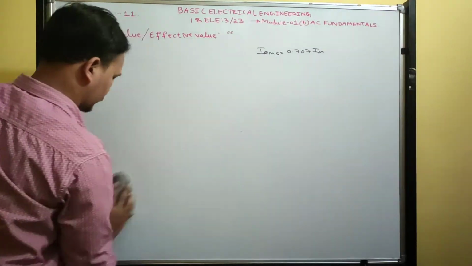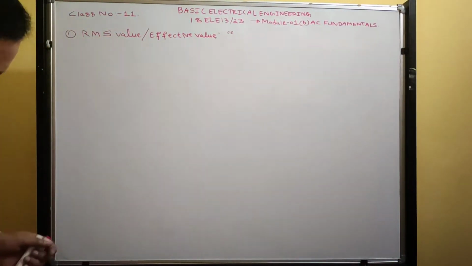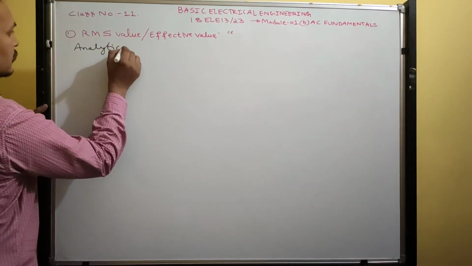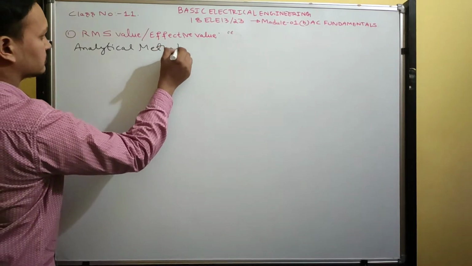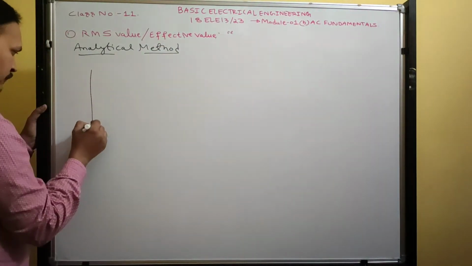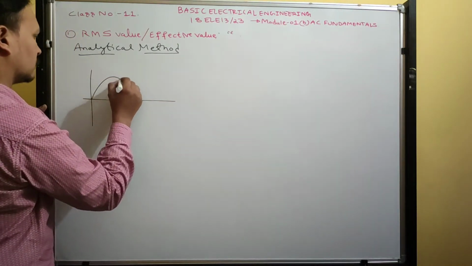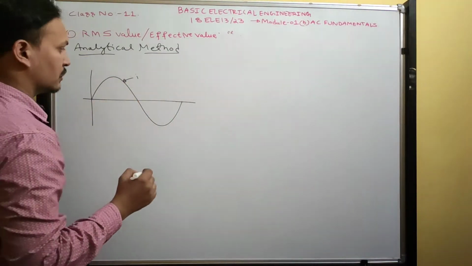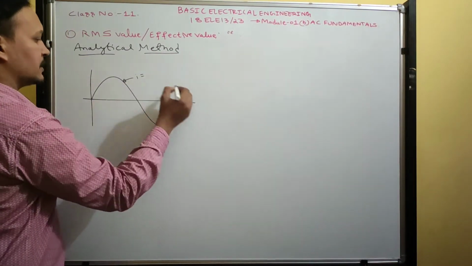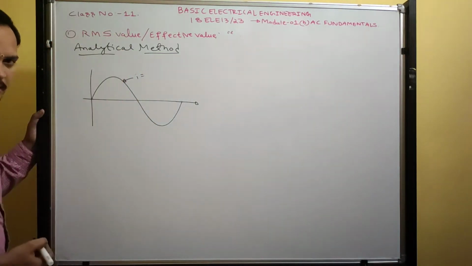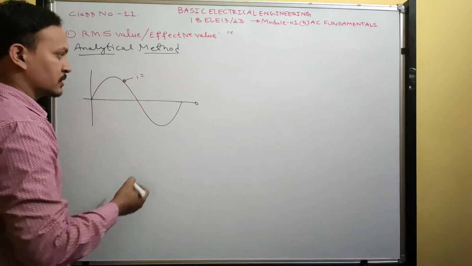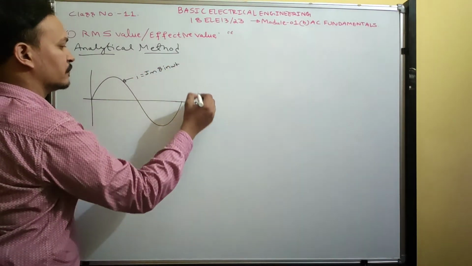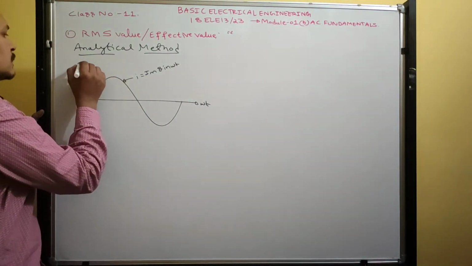So the analytical method, very important. Take a sine waveform and represent this. I am writing for current, the alternating quantity. We already studied this in class number 10, where we can easily write the instantaneous equation for a sine waveform. What is the instantaneous equation? I = Im sin omega t, where the quantity is current.